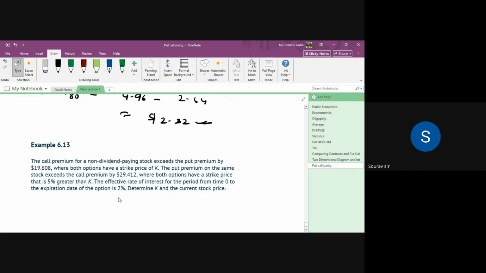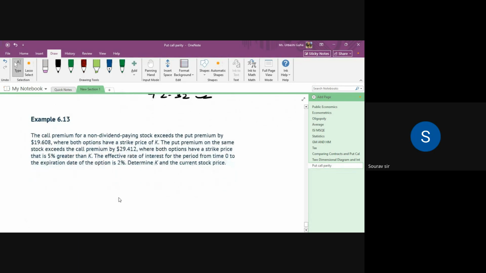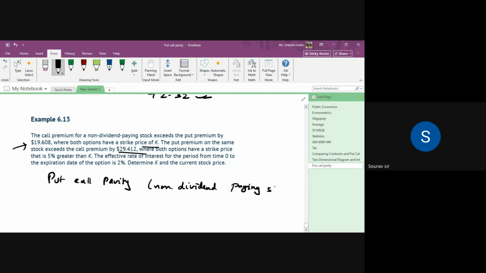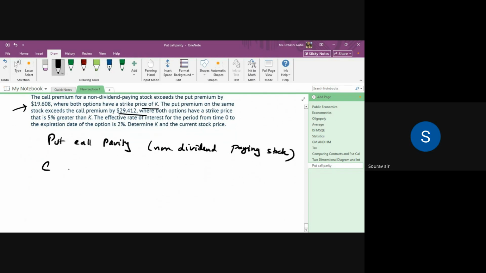The call premium for a non-dividend paying stock exceeds the put premium by this, where both options have a strike price of K. The put premium on the same stock exceeds the call premium by this. So what is the formula? If you recall, put-call parity for a non-dividend paying stock: C minus P is equal to S naught minus K e to the power minus RT.